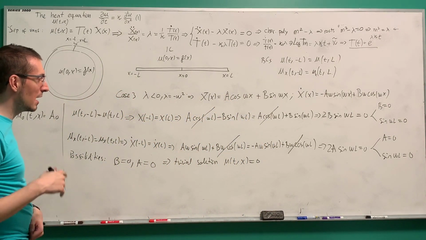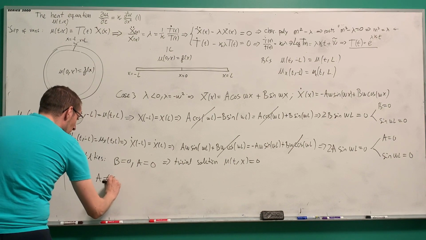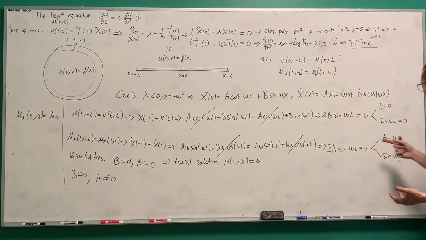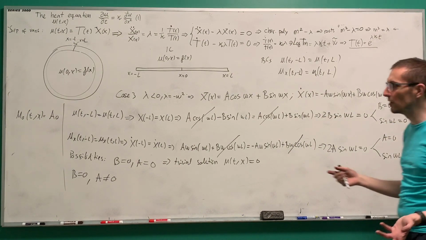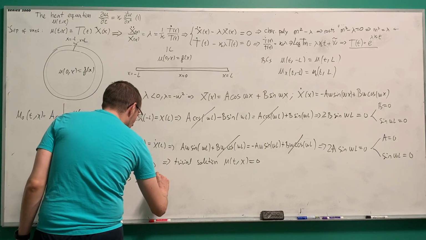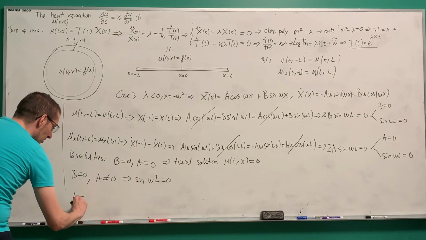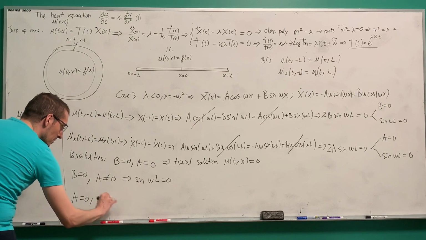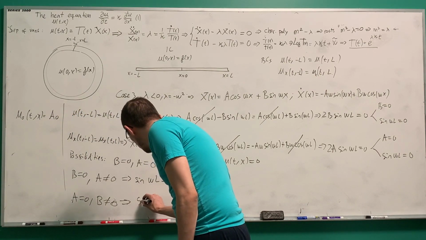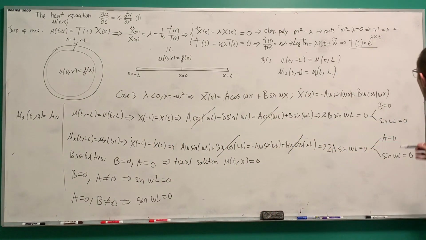Possibility 2, b is 0, but a is different from 0. Well, if you choose that one, then b is 0, which satisfies this immediately, but this one is not satisfied unless the sine is also 0. So in this case, we need that the sine of omega L is 0. The other option is that a is 0 and b is the one that's different from 0. If we take that one, then we also need the sine of omega L to be 0.